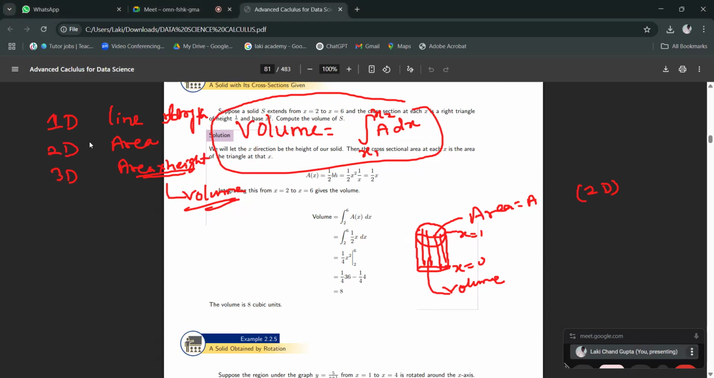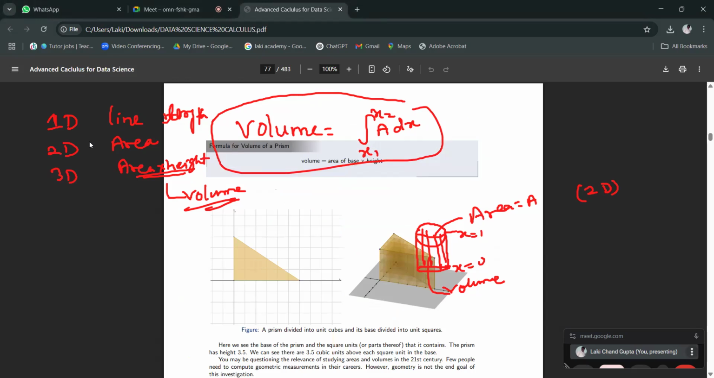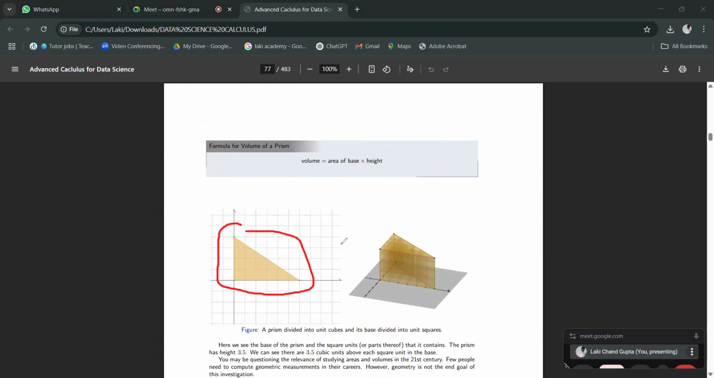Volume is what? Capacity. For example, this is a 2D figure and this is 3D, the same figure. When you take a height, it means you stretch this figure up to the third dimension. So that means the volume is like the double integration, right?